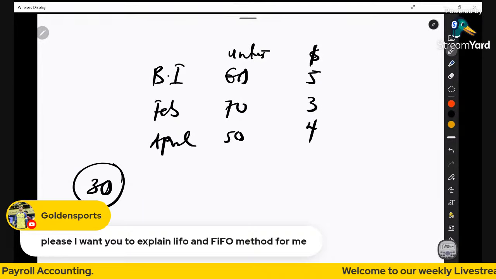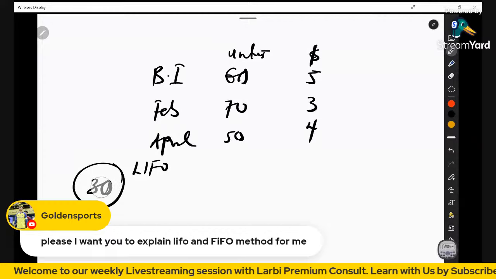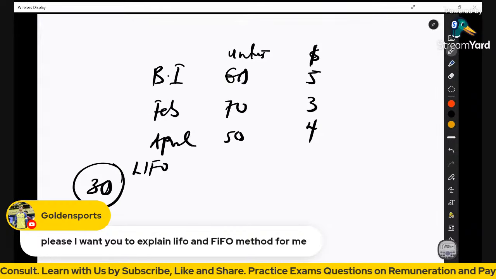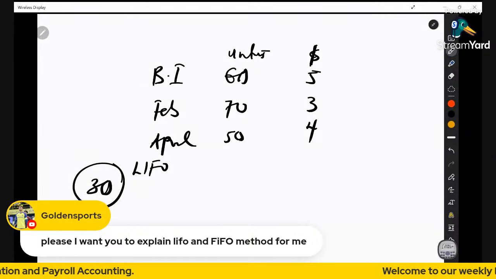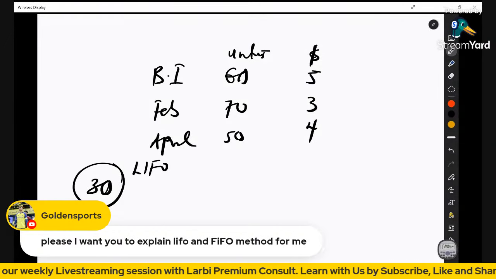This is our ending inventory in units, and we are asked to use last in, first out to value these 30 units. How are you going to go about that? That's also very simple. Last in, first out means that whatever came in as the latest inventory should be the one that goes out first. So here you ask yourself, we have beginning, February and April. Which of them is the latest inventory? Let me use the word new in the system to make it easier to understand. Which of these inventories is new in stock? That is April's, right?